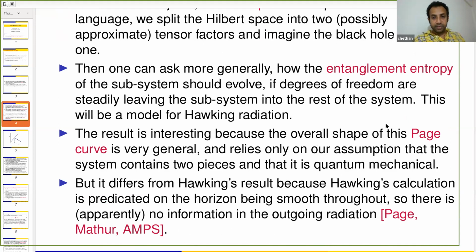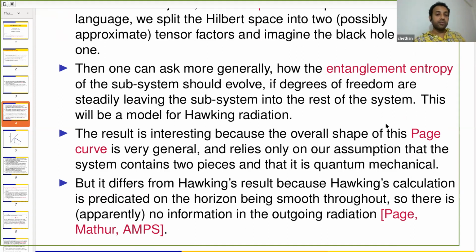So the result is interesting because the overall shape of this Page curve is very general. It just comes from the fact that the Hilbert space can be tensor factored and degrees of freedom are going from one to the other. So the shape is just completely fixed. It will be the tent-shaped Page curve. And so that's the good thing about it.